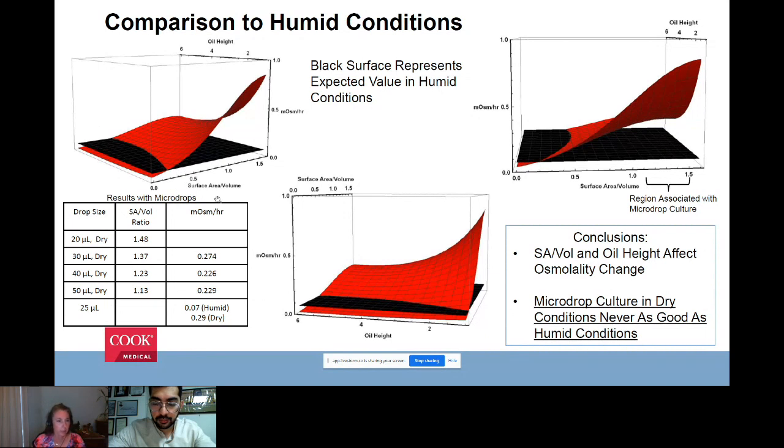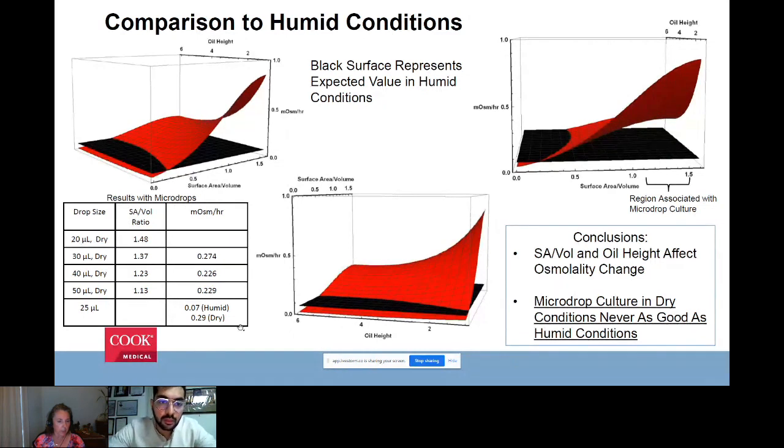Another way of looking at it is that Steve had done results with his microdrops, and he actually looked at the drop volume and its effect on the osmolality. So if you look at this, increasing the drop volume is obviously beneficial in a dry environment, but it's still not good enough to get you the same as what you would obtain in a humid environment.